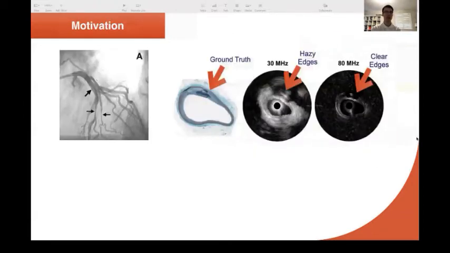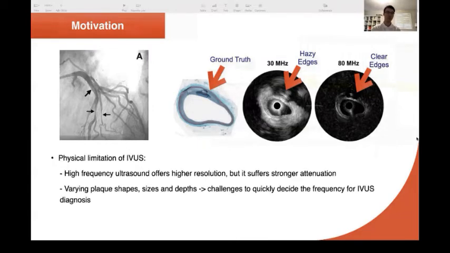However, although there are many upsides of IVUS, there is one main issue. This is the physical limitation of IVUS. For example, with high-frequency ultrasound, such as the 80 MHz image, it can offer a high resolution, which is shown by the clearer edges compared to the 30 MHz image, which is much more hazy, but it suffers stronger attenuation, which means for the 80 MHz image, it does not have as large of a field of view as the 30 MHz image, so the image cannot give as much information.